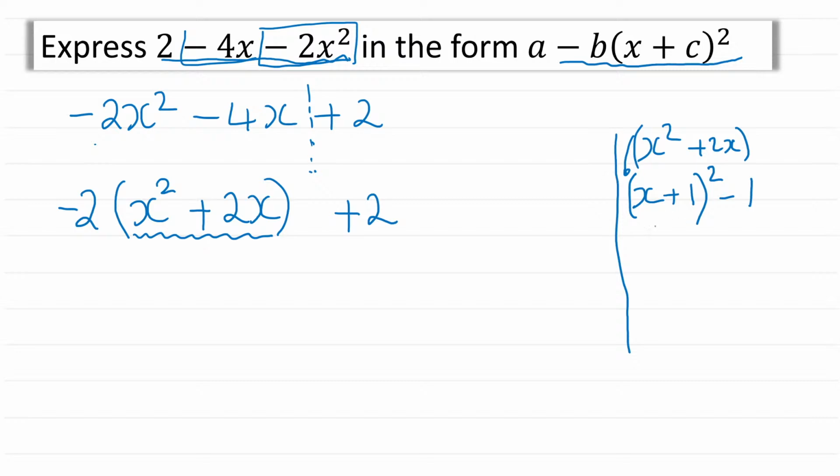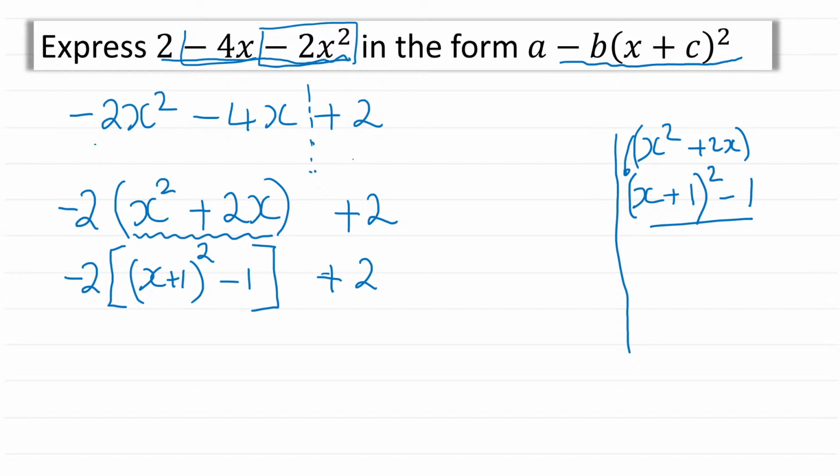Okay, now I'm going to put this back into here. So I've got minus 2. Remember, I'm going to open those square brackets now. So x plus 1 and then squared minus 1. I'm going to close my square bracket, and then I have my plus 2. So I try to leave the constant alone, because other people try to mix them up and then it goes all wrong. Now I'm done with this.